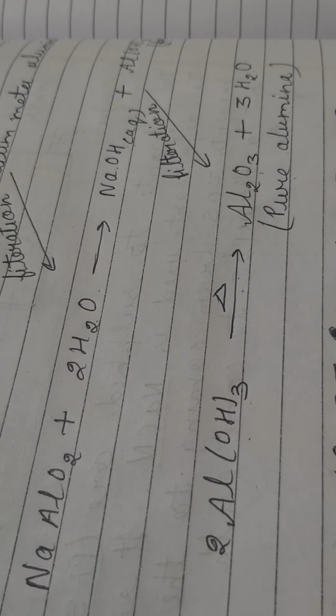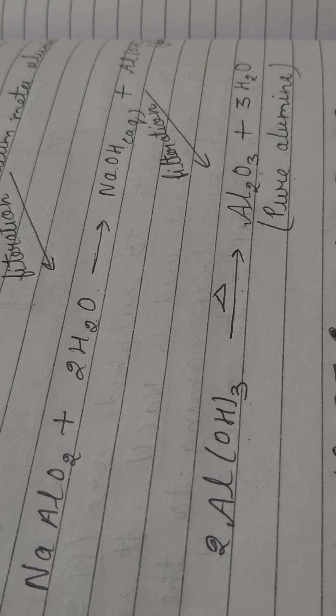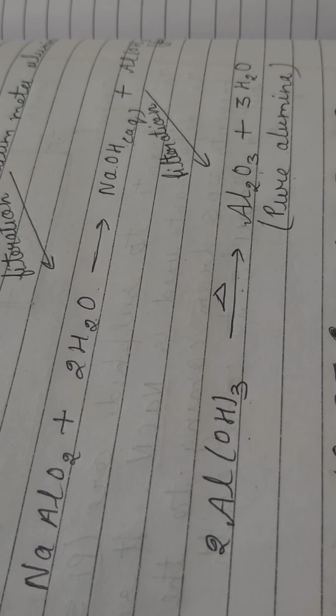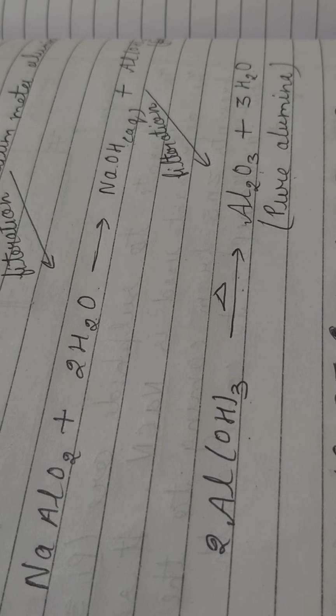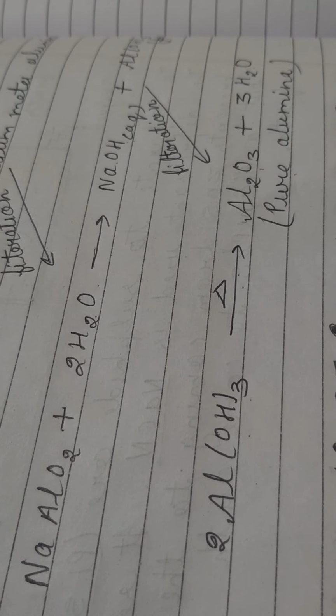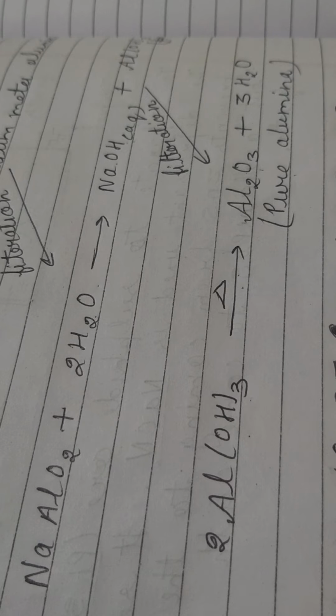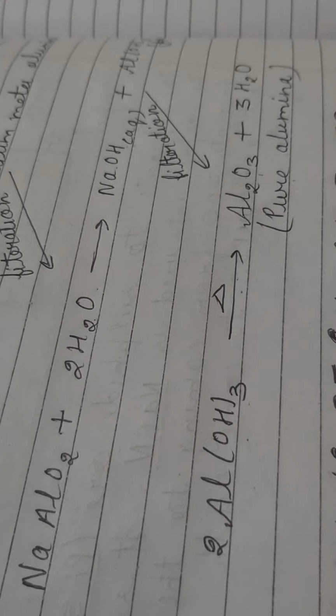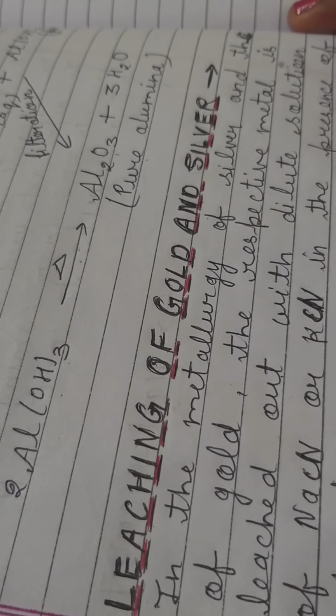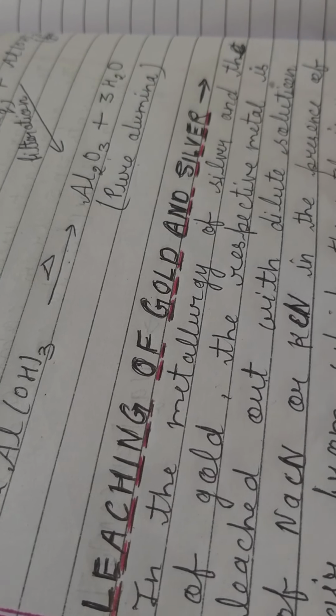So the point to remember is this: in the process of leaching, the chemical whatever we are using will form a complex. It helps in the formation of the complex. Okay, and the metallic ore will move with the suitable solvent. Impurities will not dissolve.